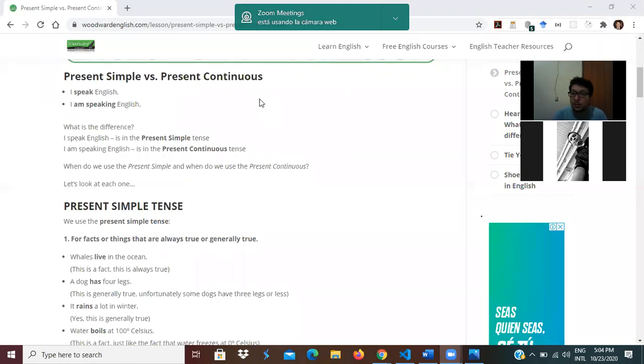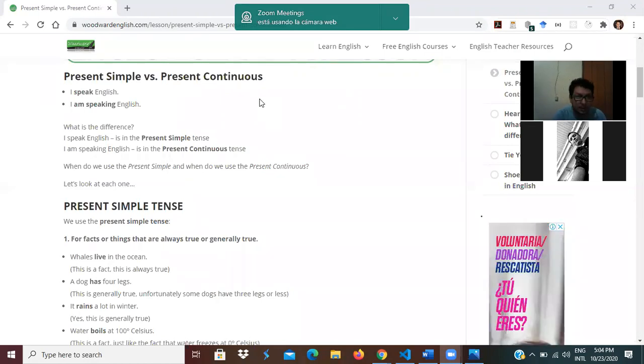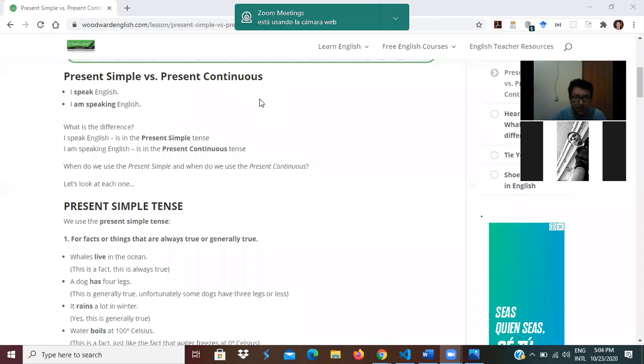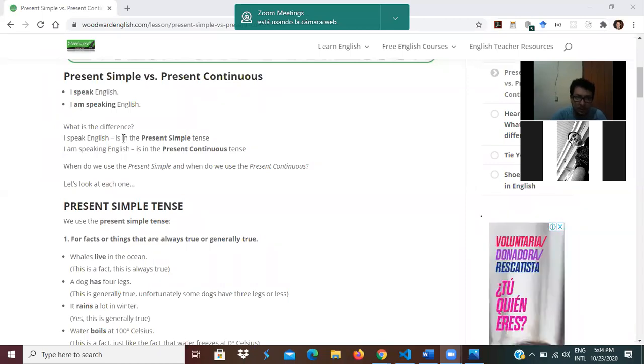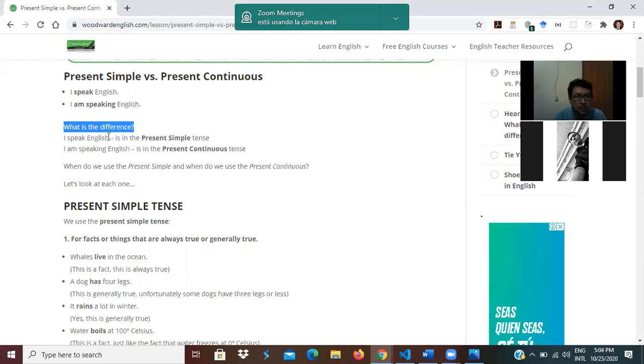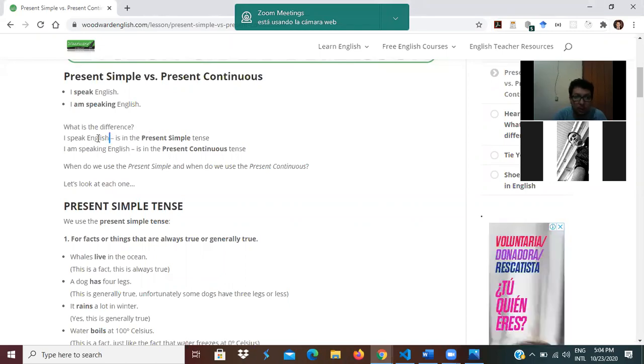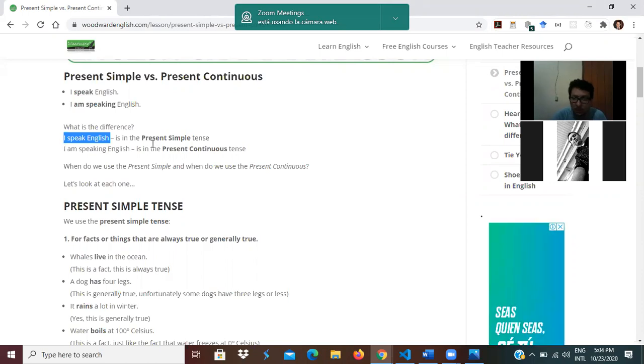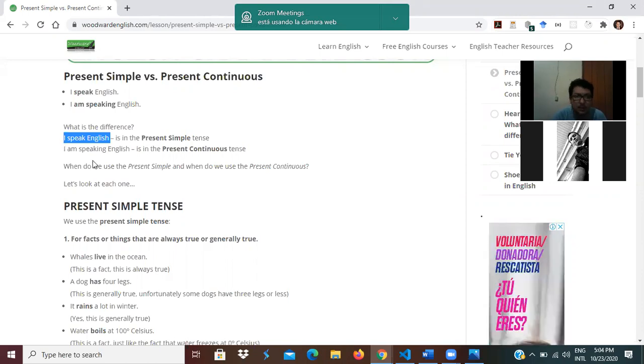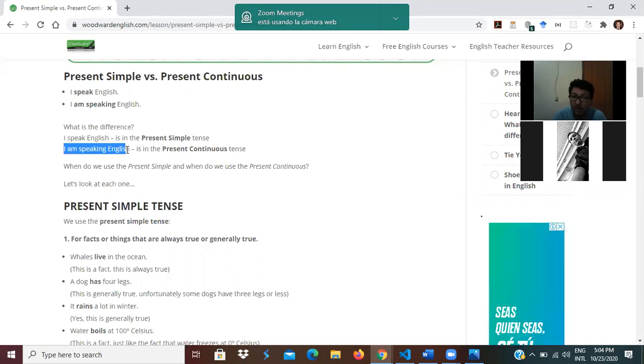Okay, first of all, let's just start with this. What is the difference between simple present and present continuous? In the first part, I speak English, that's simple present. It's the simple present tense. If I say I am speaking English, it is present continuous tense.